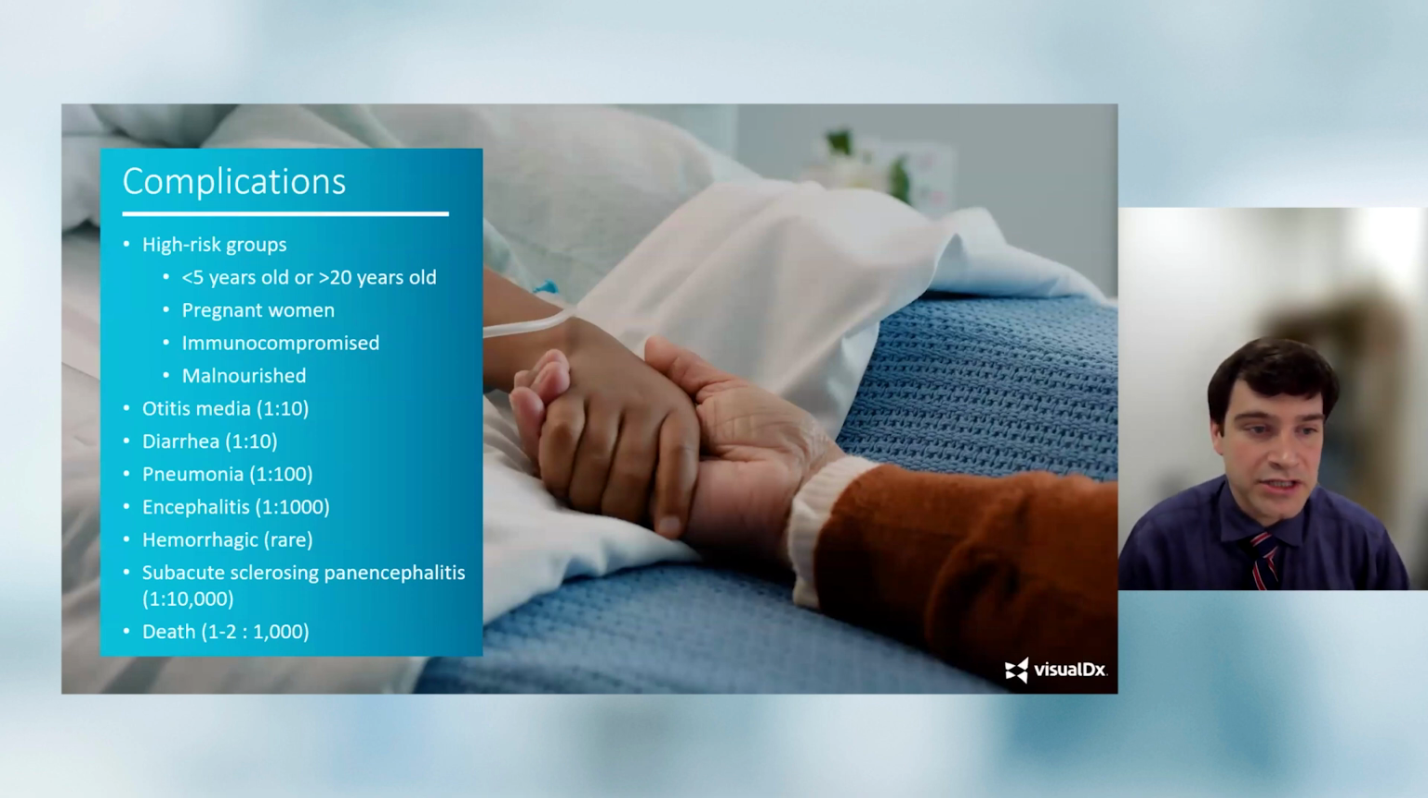People who are at highest risk for complications include children under 5 years old and adults, pregnant women, those who are immunocompromised, and those who are malnourished, especially those with vitamin A deficiency. Common secondary bacterial infections can occur, such as otitis media, diarrhea, pneumonia, and then the virus can lead to encephalitis. Sometimes, in very rare presentations, you can get a hemorrhagic measles, which almost looks like a DIC and could be confused with meningococcemia. And then subacute sclerosing panencephalitis, which is a neurodegenerative disorder that occurs rarely, but several years after measles infection. About 1 to 2 out of every 1,000 people with measles die from the infection.